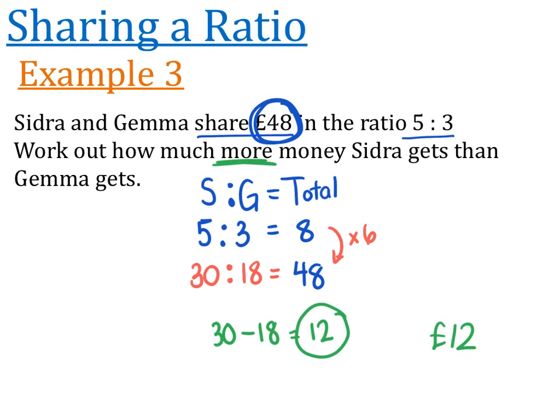All right, there are 2 tasks for you to complete today. There is one that's just nice, straightforward, share these values or share these quantities in this given ratio. And then there's a second one, which is worded problems. All of the answers are included, and you can let me know if you have any questions at all.